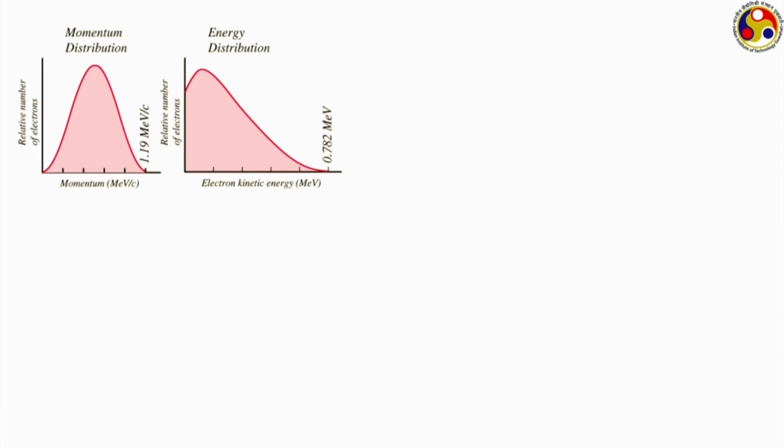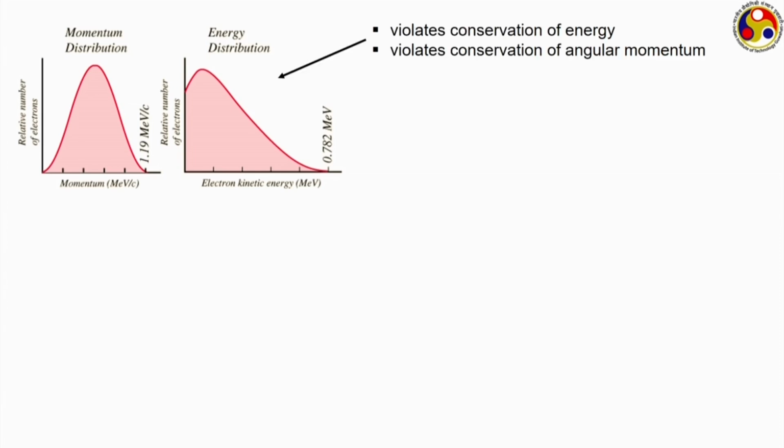Like in case of alpha decay, we get several bands with different amounts of energy levels, and therefore this kind of behavior violates the conservation of energy and also violates the conservation of angular momentum, and therefore, there must be something else which is also happening along with this beta decay.